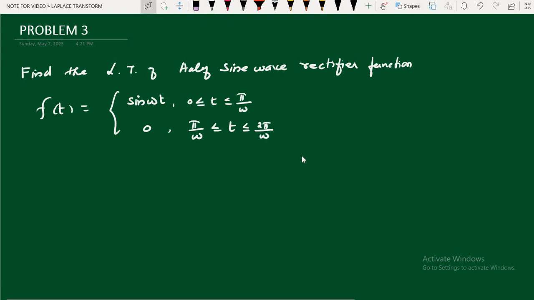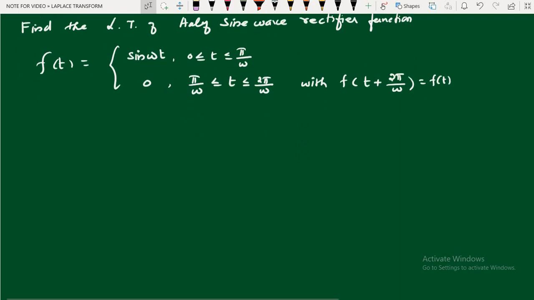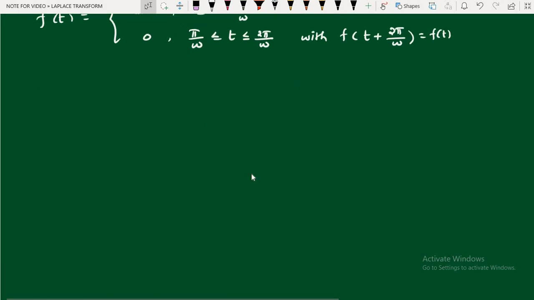So this is a periodic function. The condition f of t plus 2 pi by omega equal to f of t assures that it is a periodic function. So now we can proceed by our definition of Laplace transform of a periodic function. We know the formula, so let's start the solution.